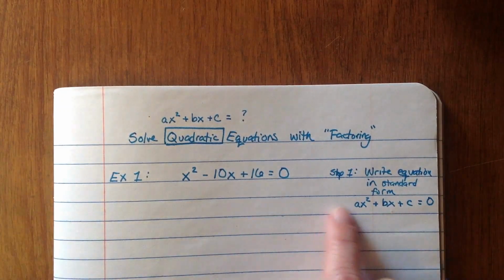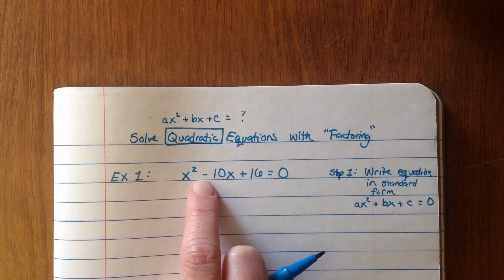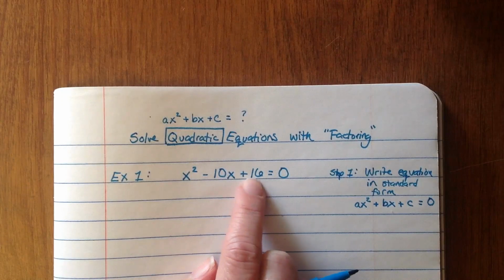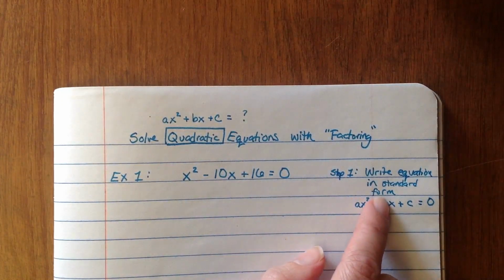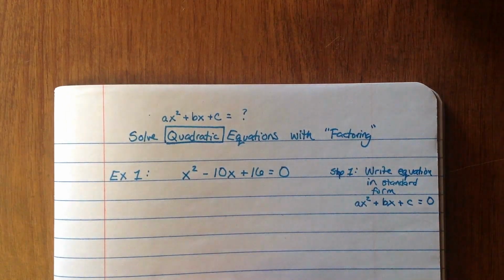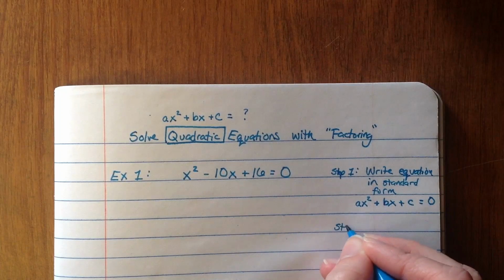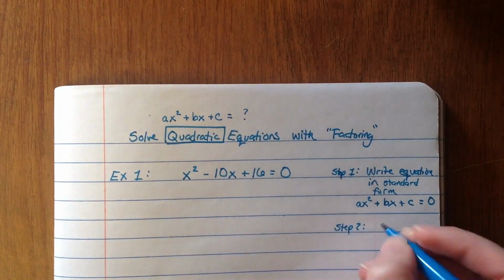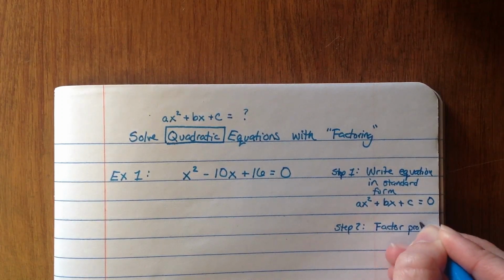So when a problem is in standard form, it is some number times x squared plus or minus some number times x plus or minus some constant number equal to 0. We call that standard form. All right. And so here's what we're going to do. Step 2 next is going to be to factor the problem.